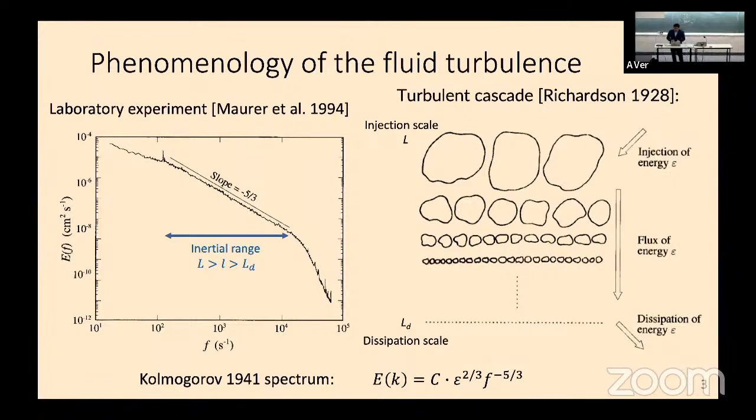Assuming that these fluctuations are isotropic and the energy cascade rate is equal at each scale, so there is no accumulation of energy at any particular scale in the inertial range, Kolmogorov predicted the power law spectrum, the Kolmogorov spectrum, that allows us to explain this power law observed in observations.